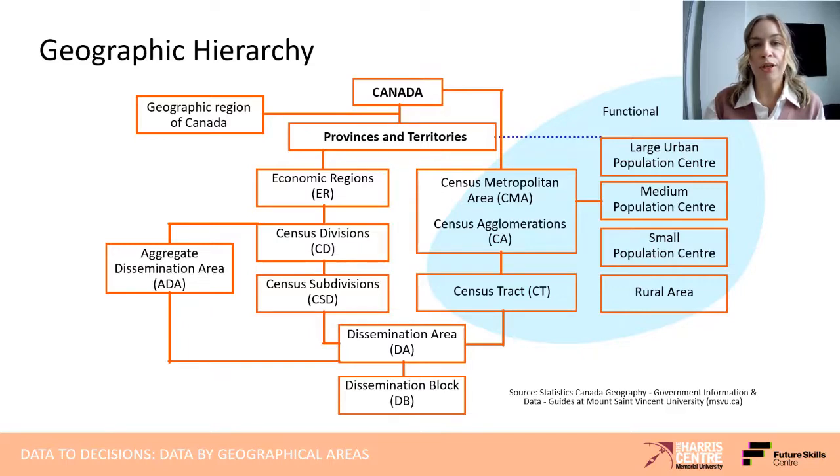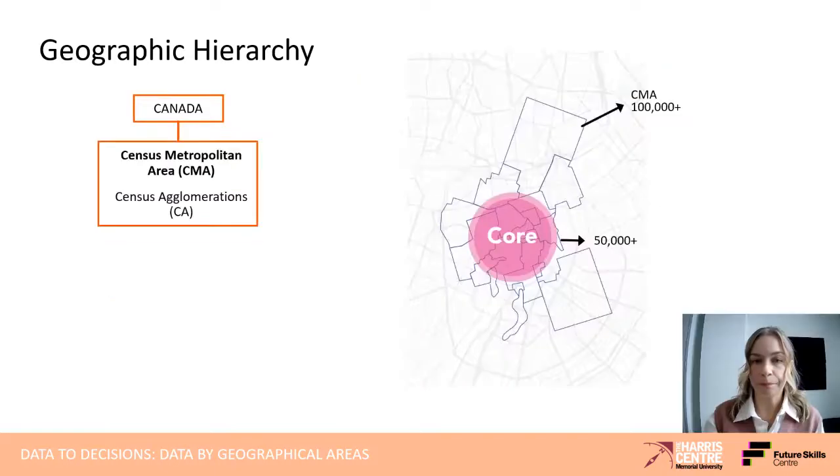So now we're going to move over to the functional side of the chart where we get into geographic areas defined by population. We'll start off with Census Metropolitan Areas, or CMAs. These are one or more adjacent municipalities centered on a population center called the core. A CMA must have a population of at least 100,000, of which 50,000 or more must live in the core. The three biggest CMAs in Canada are Toronto, Montreal, and Vancouver. But of course, there are a lot of smaller CMAs as well, such as Guelph, Halifax, and Winnipeg.